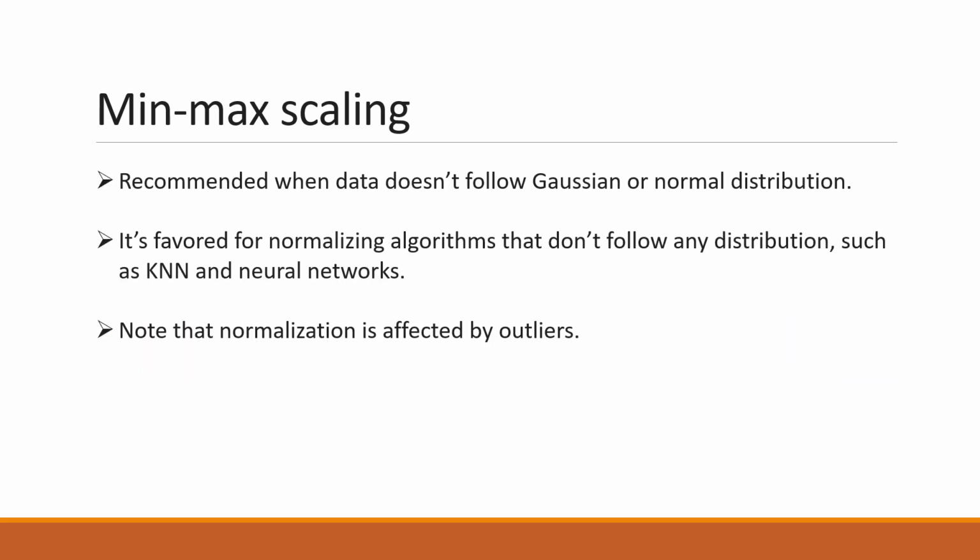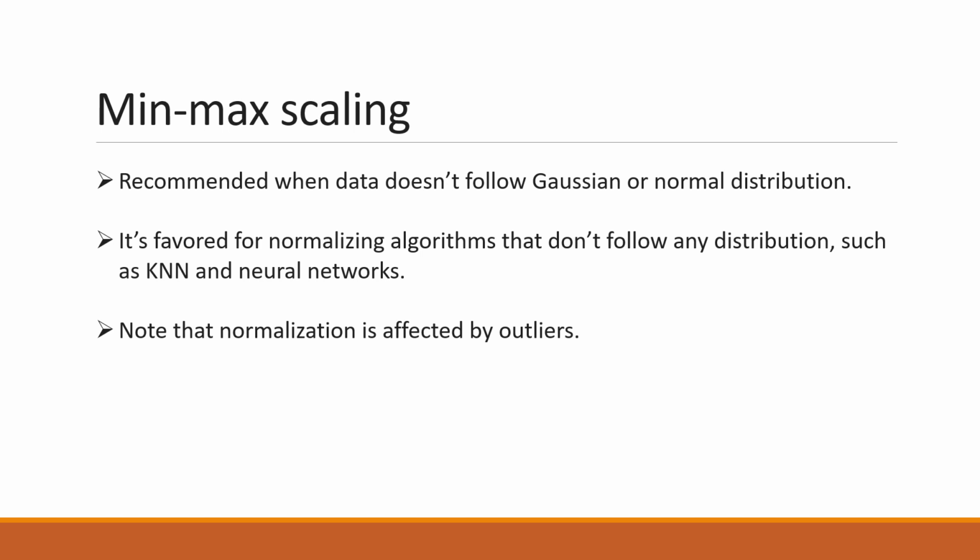Minimax scaling is a normalization technique that scales values to a fixed range, usually between 0 and 1. It can be useful in situations where the data doesn't follow a Gaussian or normal distribution. In machine learning, it's favored for algorithms that don't assume any distribution, such as KNN and neural networks. This is because these algorithms are based on distance or similarity measures and rely on having features that are on a similar scale.